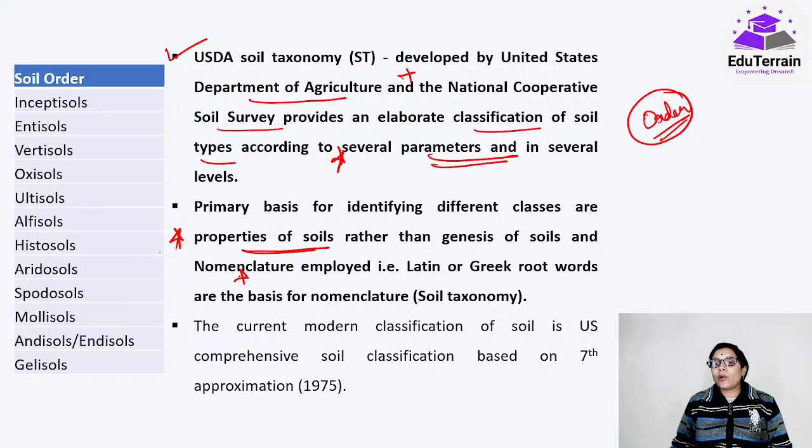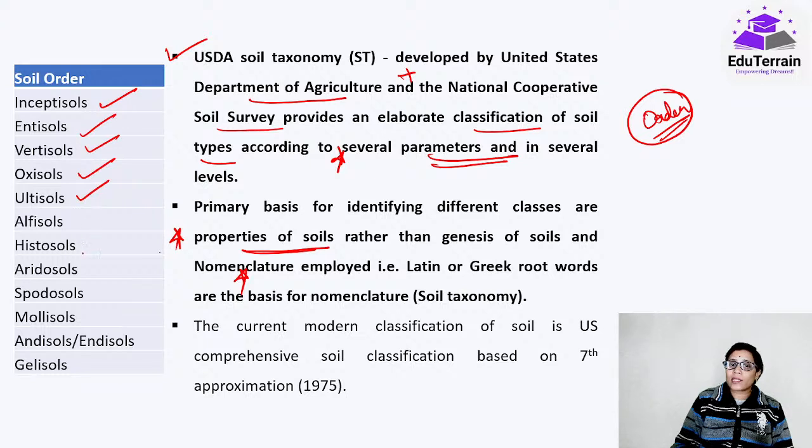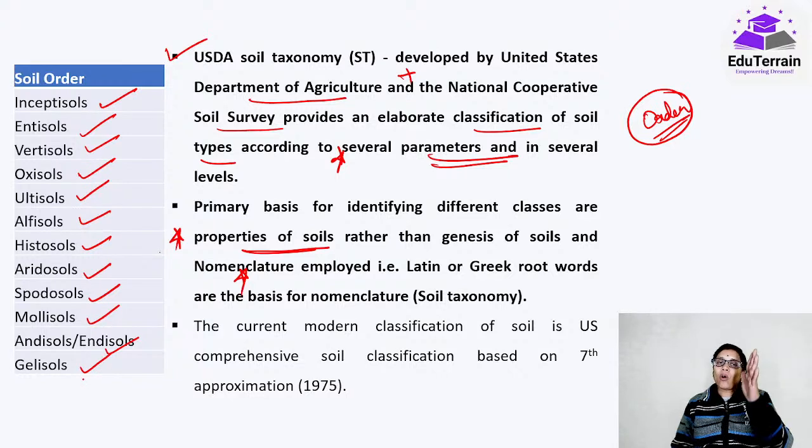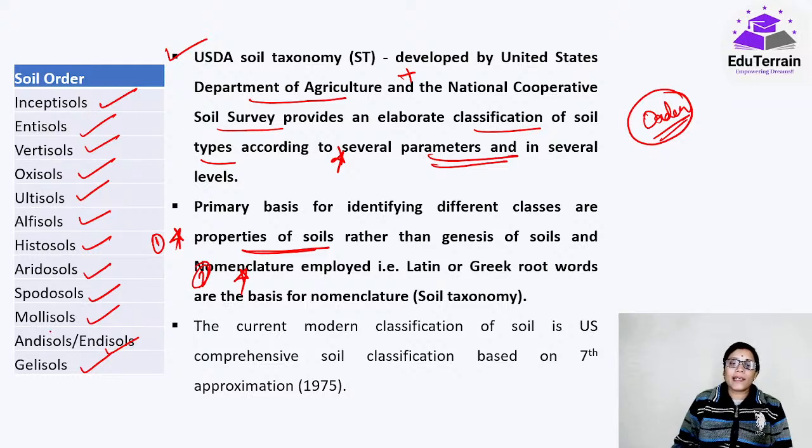And second important point, ये तो first important point हो गया. And second important point, whatever the nomenclature, now these are the various soil orders: entisols, vertisols, oxisols, inceptisols, alfisols, histosols, aridisols, spodosols, mollisols, andisols or endisols, ultisols. Now all these nomenclature that you are seeing, all of these have either Latin or Greek roots. उन्हीं से दिया है. So these two are very very important points that you have to remember, and there is one exception for this nomenclature, that is andisols or endisols.